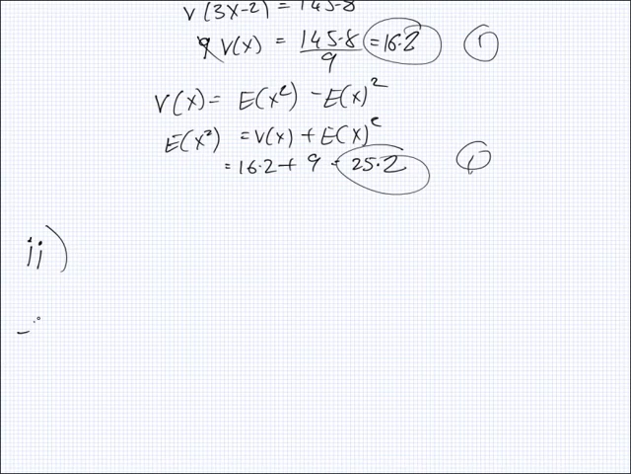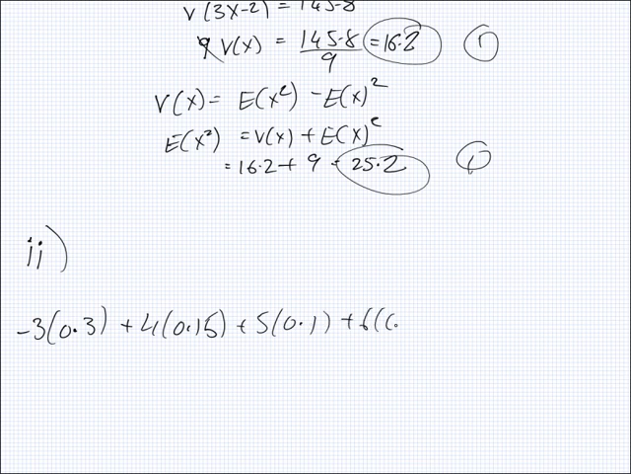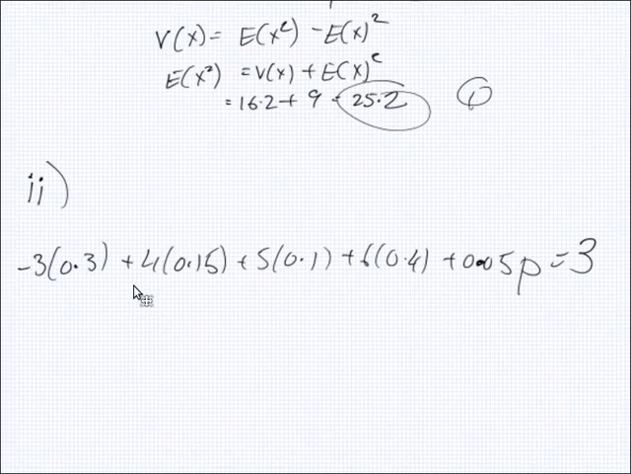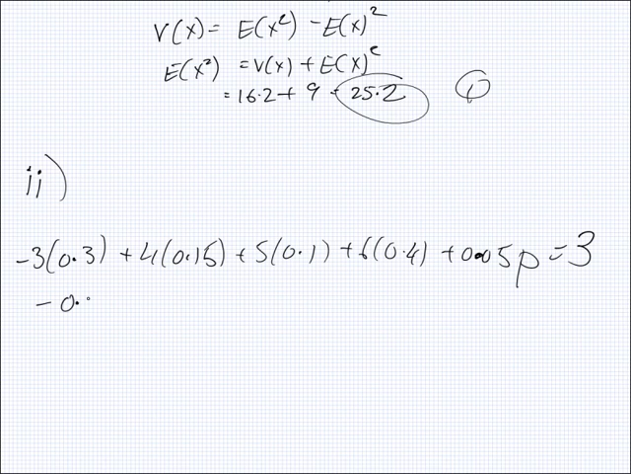So that means minus 3 times 0.3 plus 4 times 0.15 plus 5 times 0.1 plus 6 times 0.4 plus 0.05p should equal 3. So we need to get the p here. Let's see. Minus 0.9 plus 0.6 plus 0.5 plus 2.4 plus 0.05p equals 3.